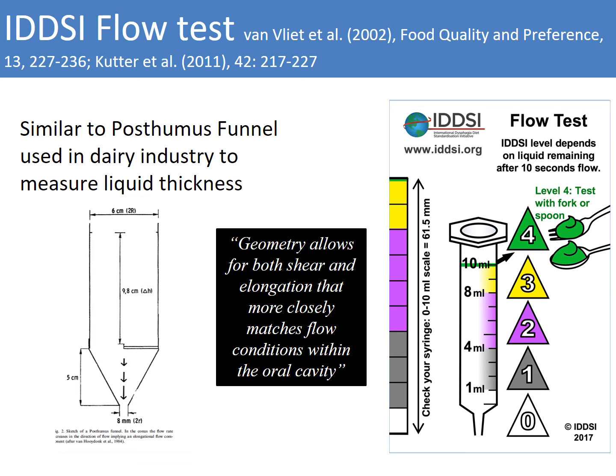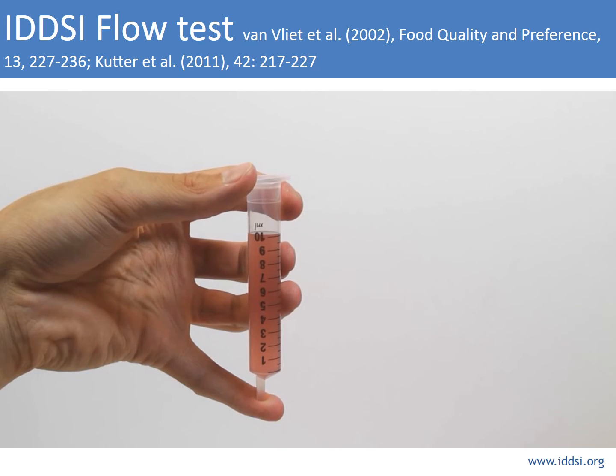When we move on to classify liquids, we've developed a flow test based on a universally available 10 milliliter syringe. Now this is based on a larger syringe that used to be used in the dairy industry in the Netherlands, and I believe in Brazil a similar posthumous funnel is used to classify liquids that are used for dysphagia. Our syringe is 10 milliliters, so it's quite a small volume of liquid, and it is able to classify liquids from water right up to the very thickest liquid that will actually flow, and we've got that as a fairly uniform spread across the categories. I'll show you an example of how that works.